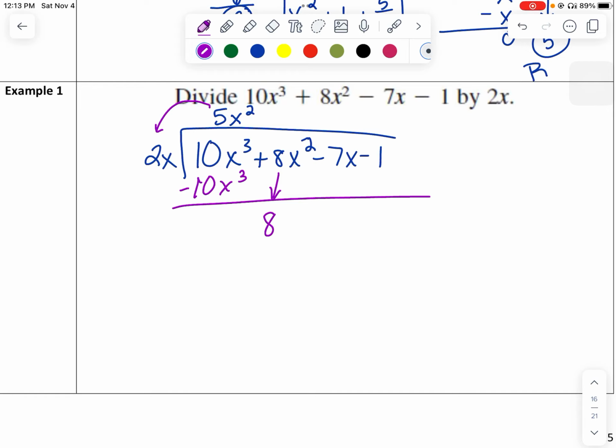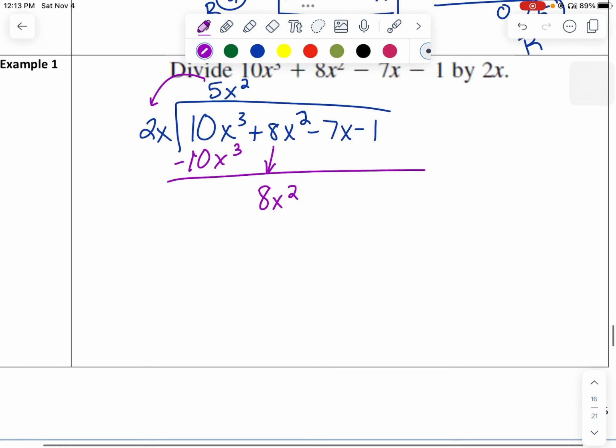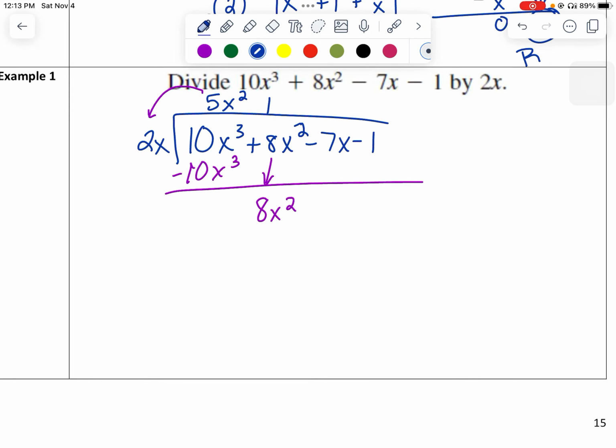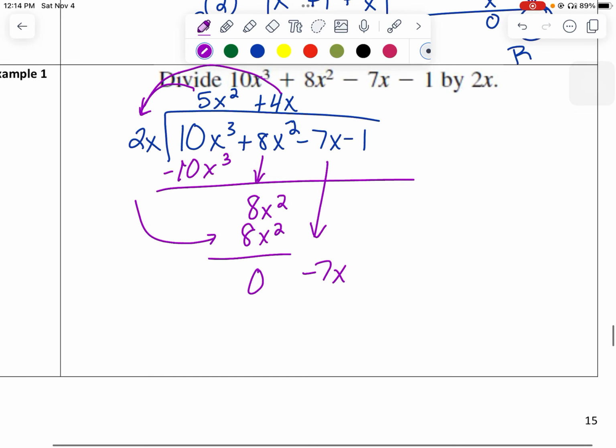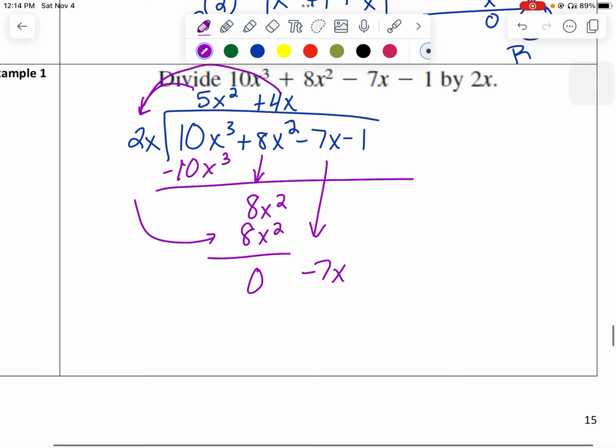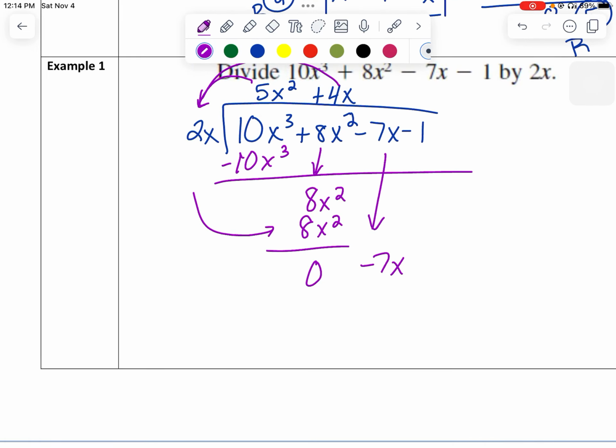You bring down your next term. And then 2x would fit into this 4x times, because 2x times 4x is 8x squared. So then we take this top term times this again, and we put it there. Then we subtract, and we get 0. Bring down the next term, which would be negative 7x. Now, 2 times what would make negative 7x? We would have to think about that carefully. It would have to be 7 halves.